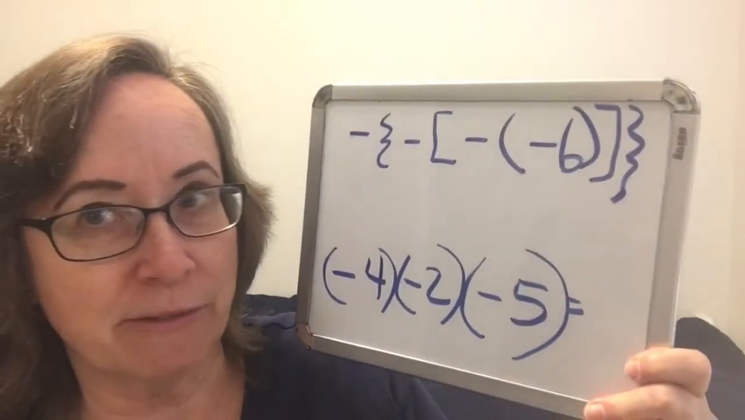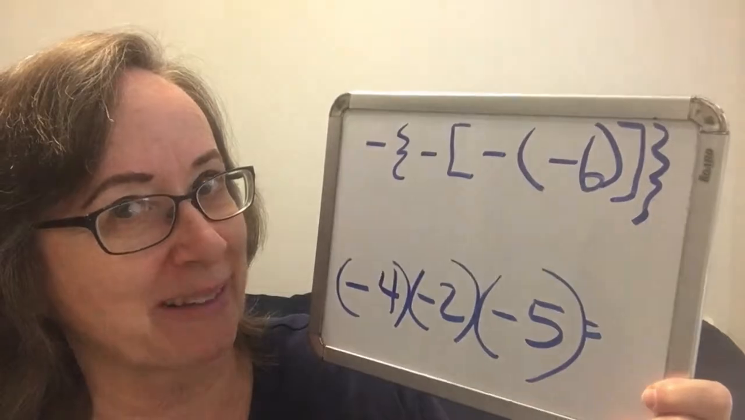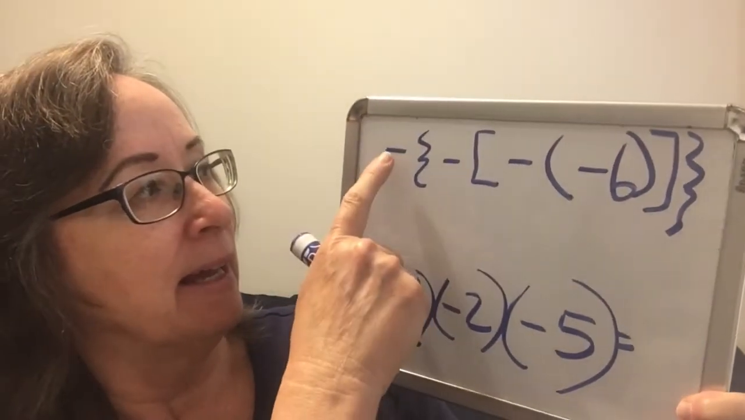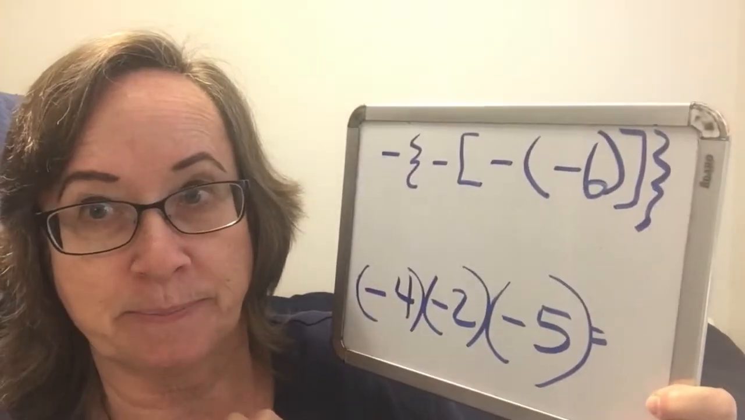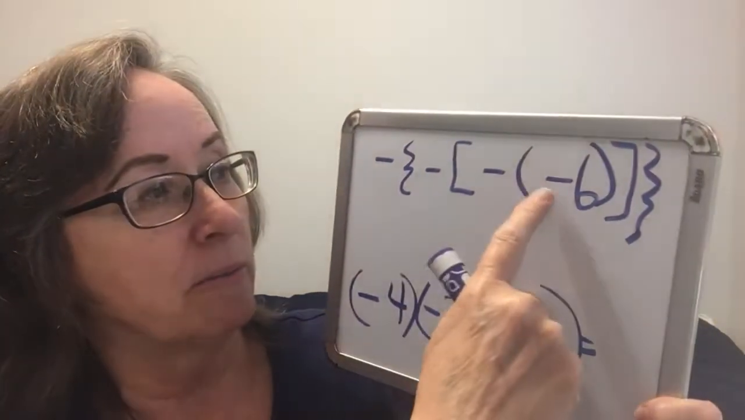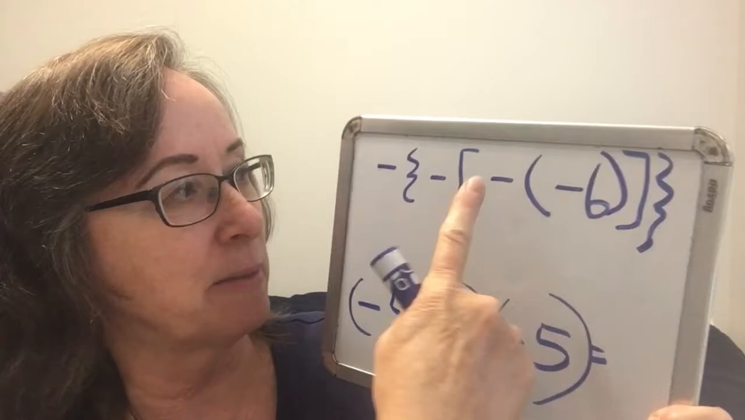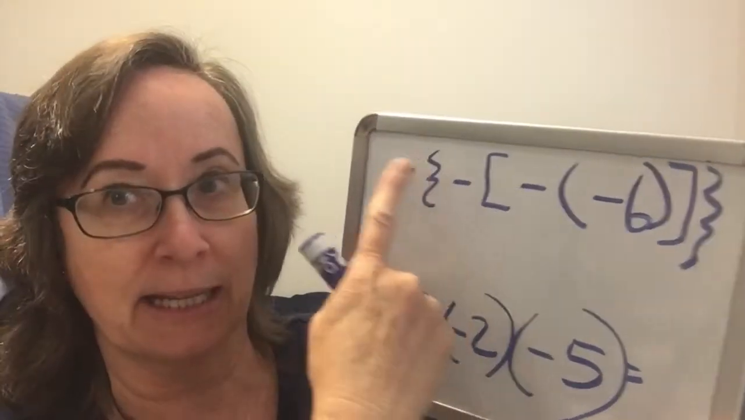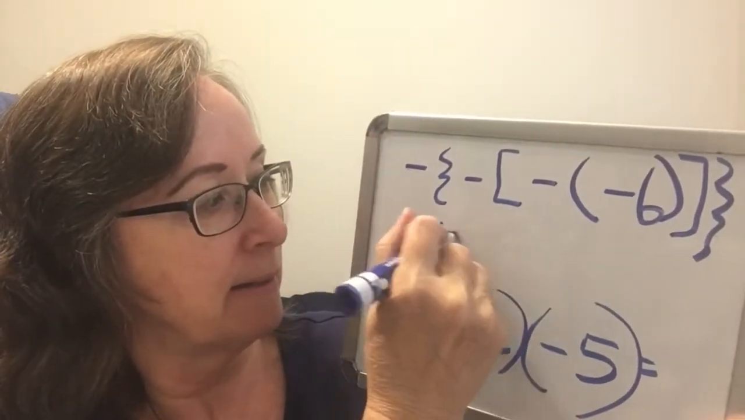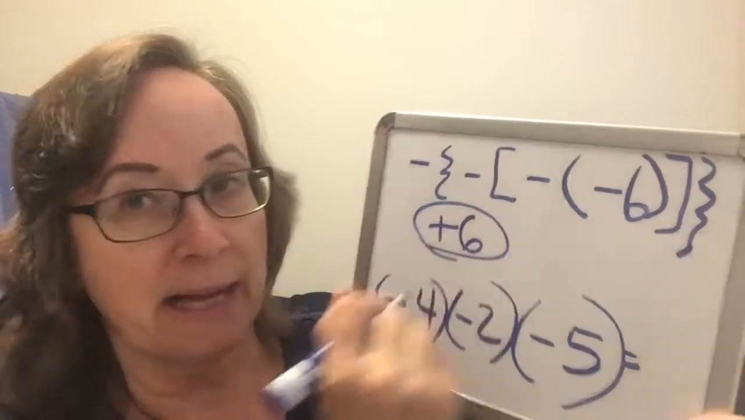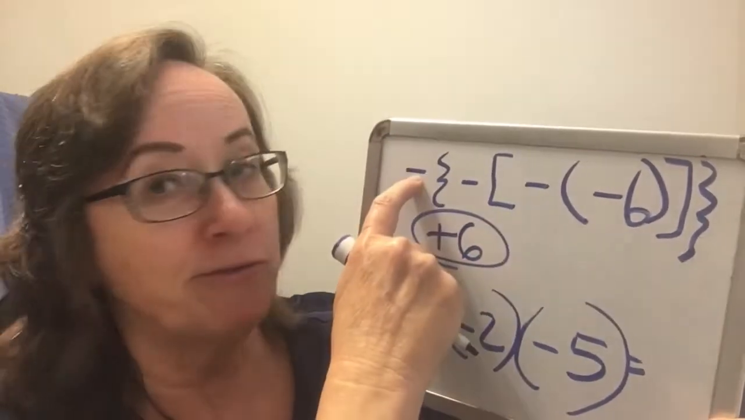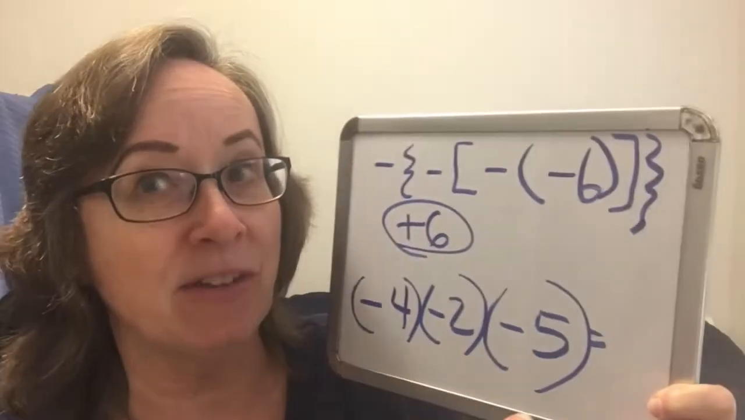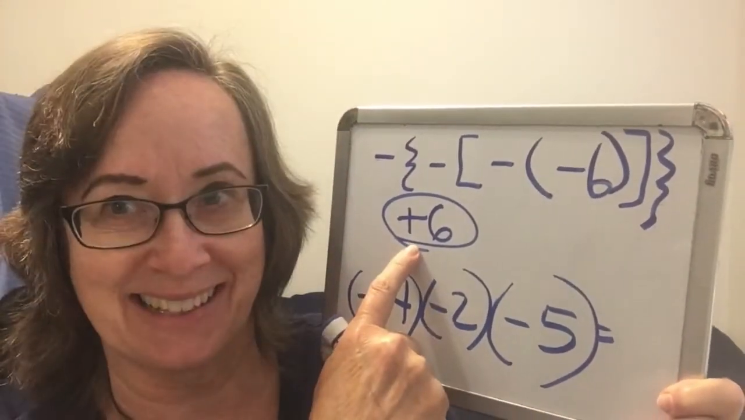Here we have 2 different types of problems, but they both work the same way. Opposite of, opposite of, opposite of, opposite of 6. Okay, so we start with a negative 6, positive 6, negative 6, positive 6. The answer is a positive 6. Now let's choose our sign rule. 1, 2, 3, 4 negatives. That's an even number of negatives, and it will be positive.